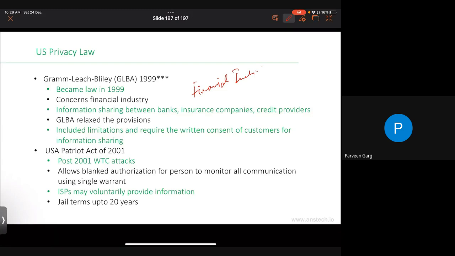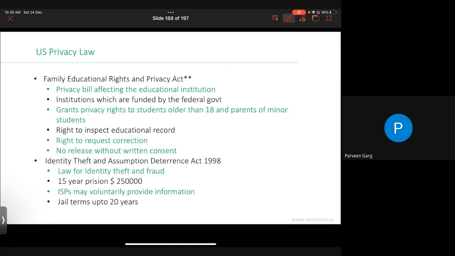And you just needed a warrant and you can monitor anyone. Okay. That was a problem. This act is under question and might get repealed. Then came the Family Education Rights and Privacy Act.